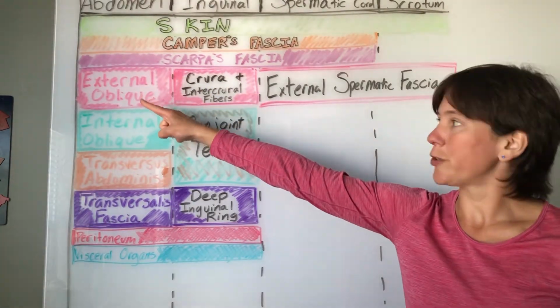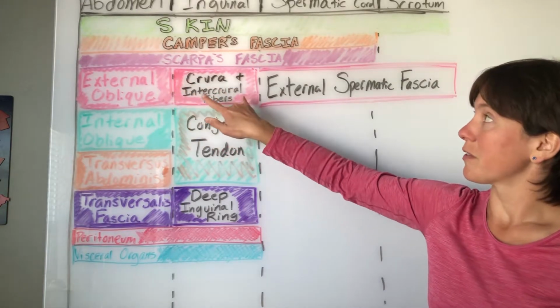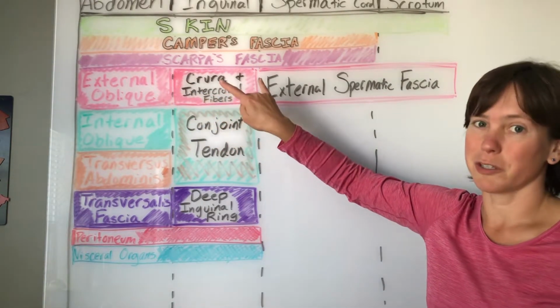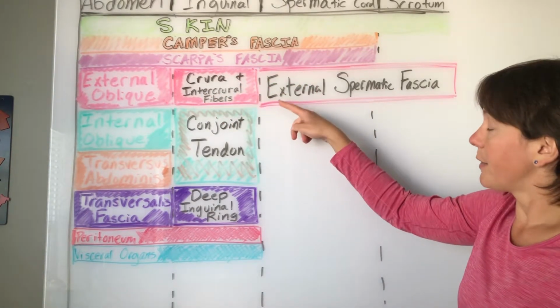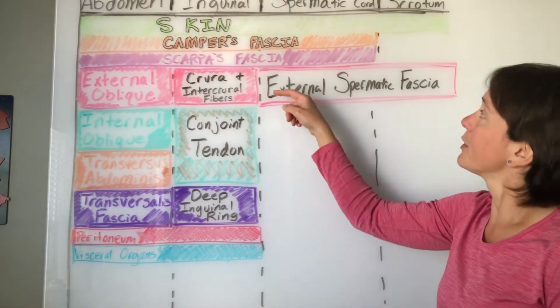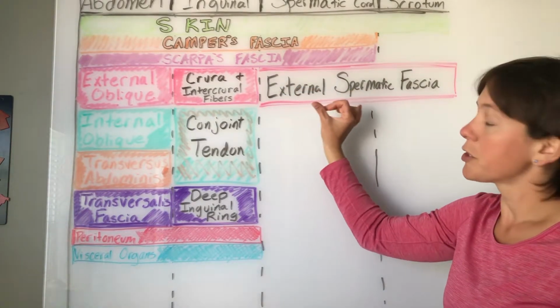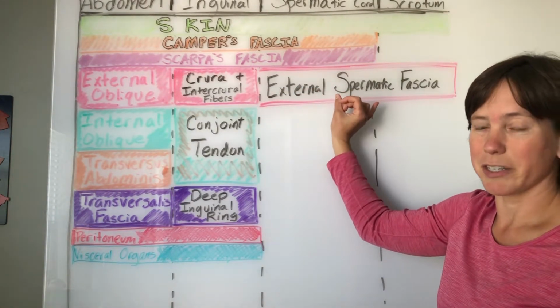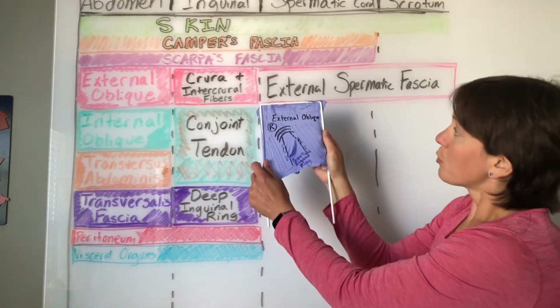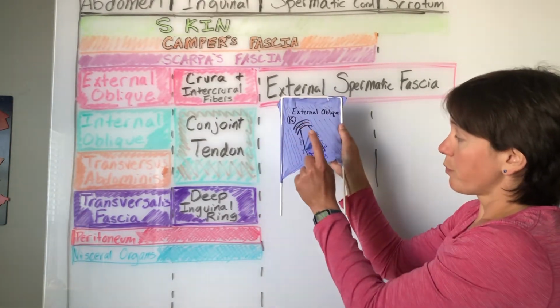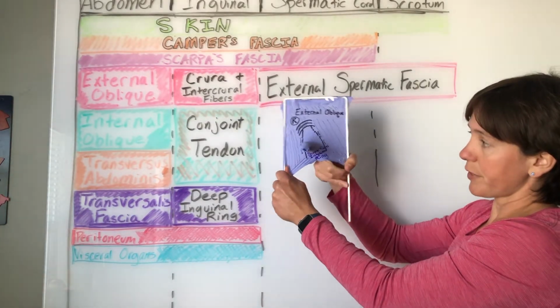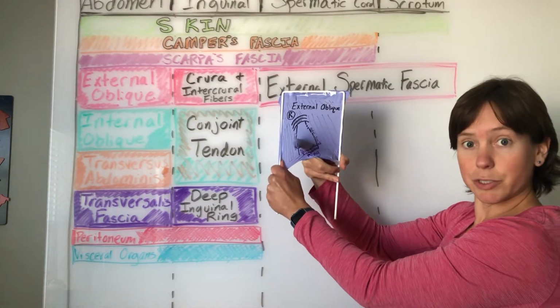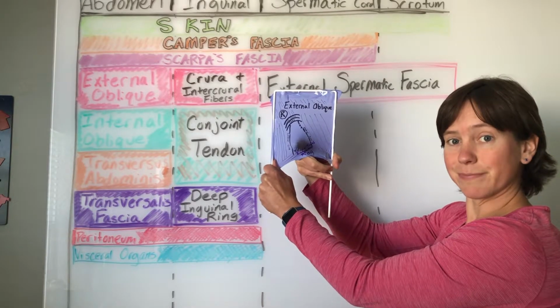So the external abdominal oblique that in the inguinal region turns into the intercrural fibers will now, past that, travel inferior into the spermatic cord and scrotum to become the external spermatic fascia. So once it makes its superficial inguinal ring, the layer that comes out here is the external spermatic fascia.